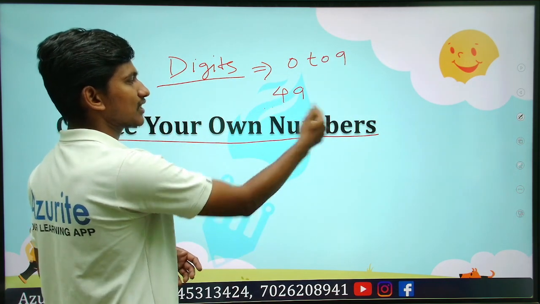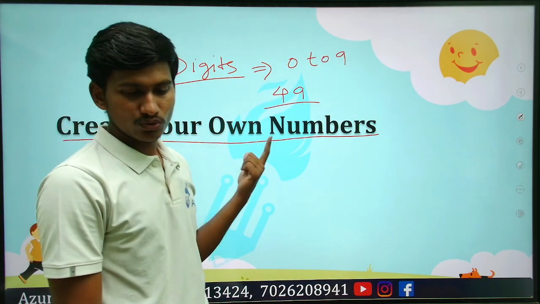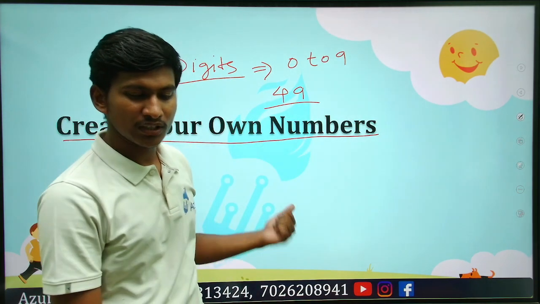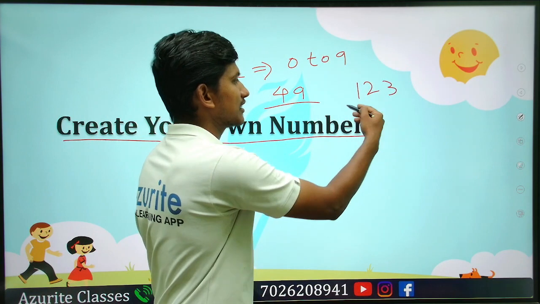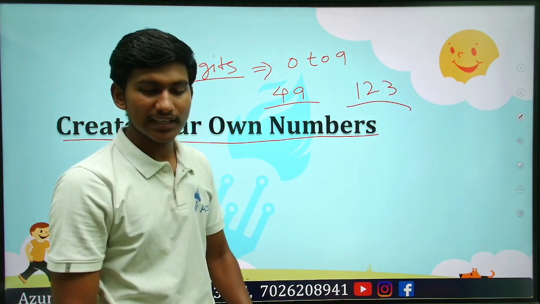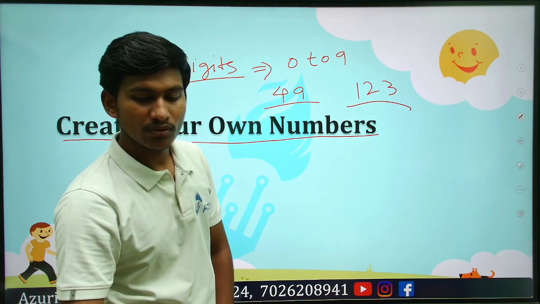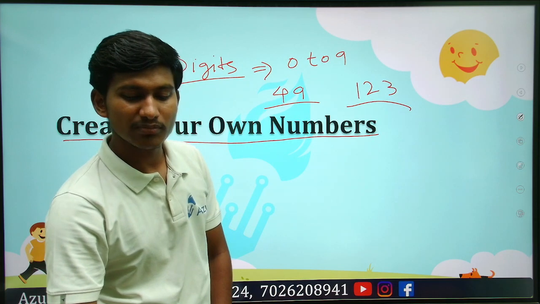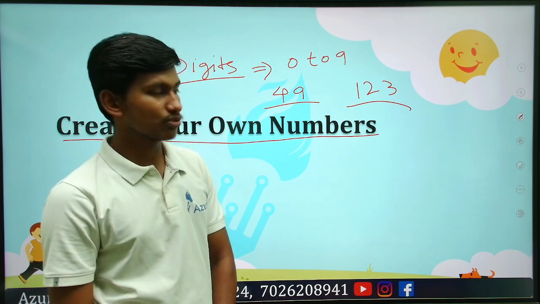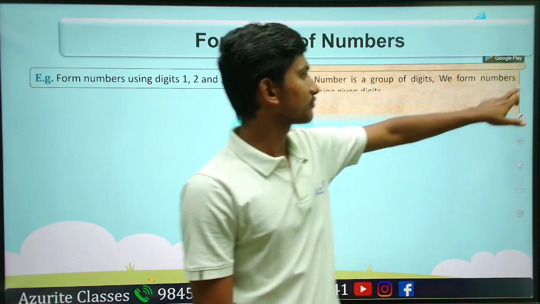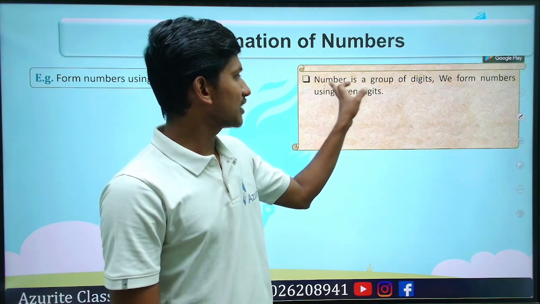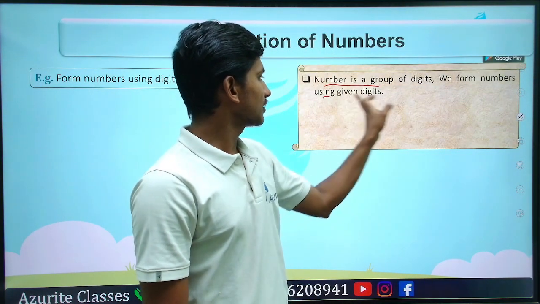So here in 49, 4 is there, 9 is the digit. So we take the digits and write our numbers, whatever is required. If I want to write 123, what are the digits? 1, 2, 3. So from the given digits, how to form the numbers? Let us see now. How to form the numbers? We form the numbers with the digits.